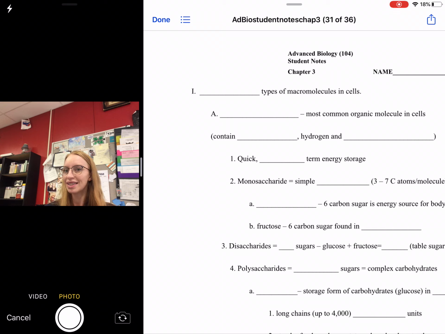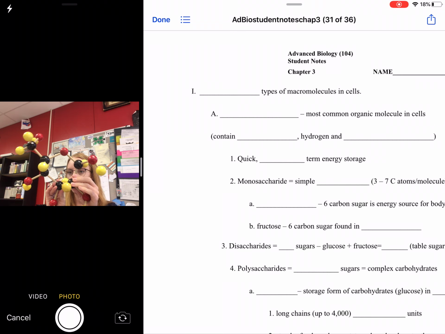Mono means one, saccharide means sugar. So these are simple sugars. They have 3 to 7 carbon atoms per molecule. And one simple sugar that is a 6-carbon sugar and is energy storage for your body is called glucose. You guys should all be familiar with glucose.